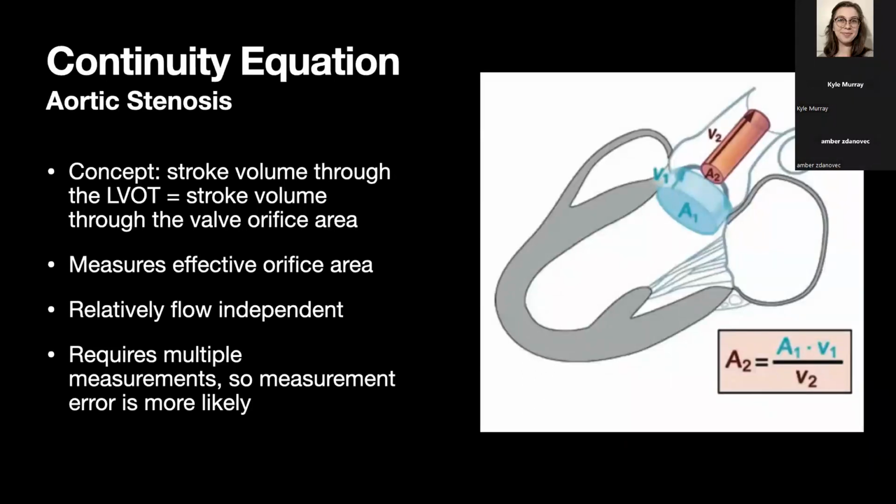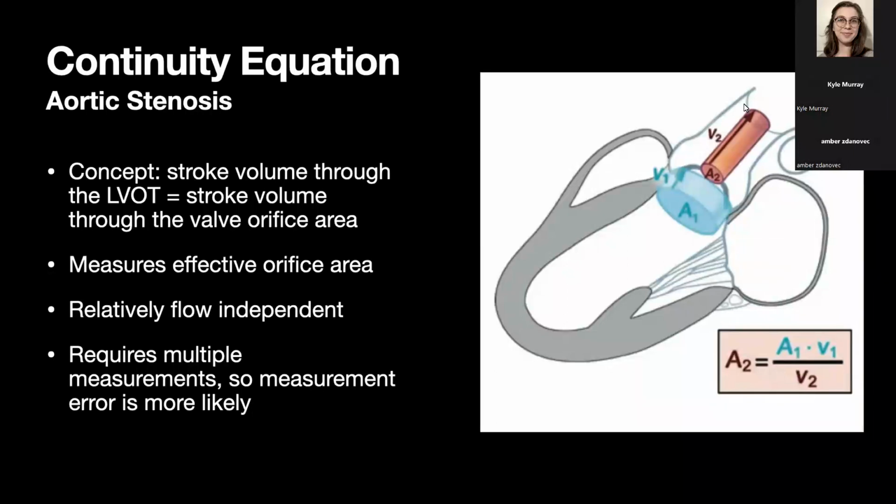Now we're going to do the third one, which is calculating the valve area. This is where math comes into play, so this one will take a little more time. The computer will calculate this for you, but I think it's useful to know how to calculate it yourself. You're basically using the continuity equation, the assumption that the stroke volume that goes through the LVOT equals the stroke volume that goes through the aortic valve. Whatever volume of blood goes through the LVOT has to match the volume that goes through the aortic valve. There's nowhere else for it to escape.